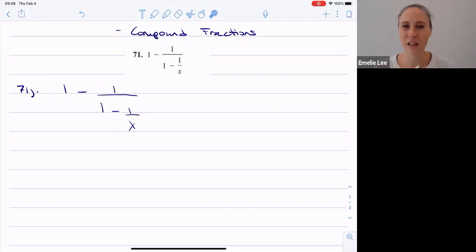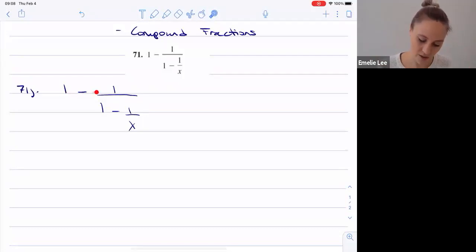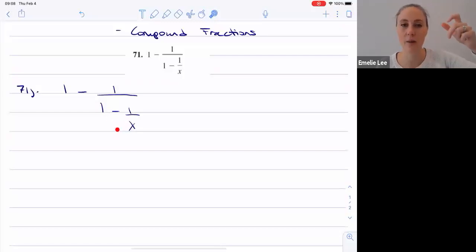So here, what we have to do is start with the lowest fraction, and then you have to build it up, right? So if you were to start with this subtraction here, you would have to put this 1 over a common denominator of 1 minus 1 over x, which would also require a common denominator. So you start down here and you simplify that, and then you can just kind of roll it up. Okay.